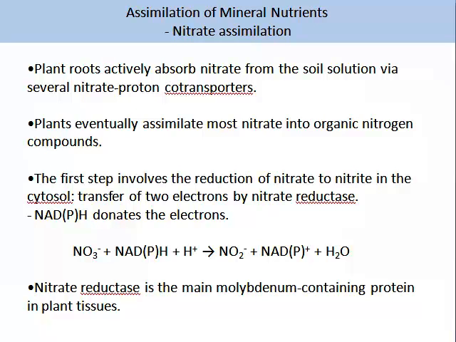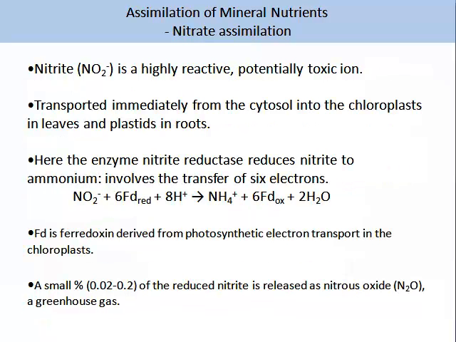Nitrate reductase is the main molybdenum-containing protein in plant tissues. Nitrite is highly reactive, potentially a toxic ion, and is transported immediately from the cytosol to chloroplasts in leaves and plastids in roots. Here the enzyme nitrite reductase reduces nitrite to ammonium. This involves the transfer of 6 electrons and is summarized in the equation on the slide. Fd is ferredoxin, derived from the photosynthetic electron transport in the chloroplast.